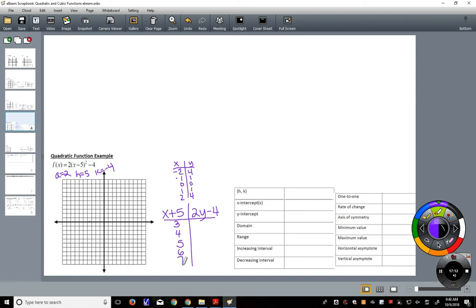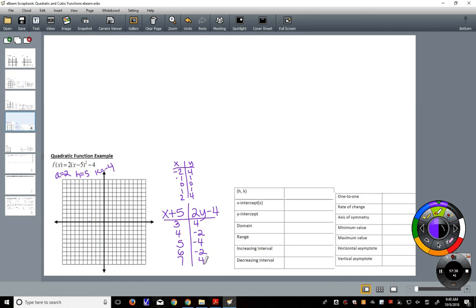So then I'm going to shift all the y's by multiplying them by 2 and subtracting 4. So 4 times 2 would be 8. Minus 4 is 4. 1 times 2 is 2. Minus 4 is negative 2. 2 times 0 is 0. Minus 4 is negative 4. 2 times 1 is 2. Minus 4, negative 2. And 8 minus 4 is 4.